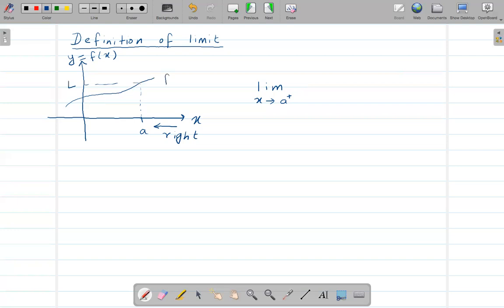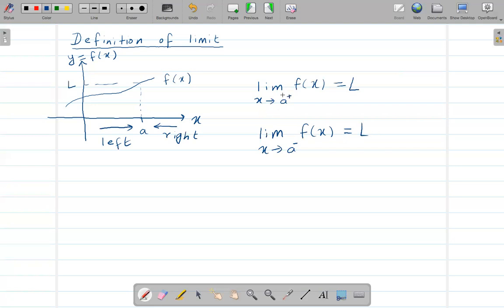On f of x, or we can even say this graph is the f of x graph. So the limit of x goes to A from the right, with a positive on the top of f of x. If x is approaching towards A from the right, then we are getting L on y, or on f of x. Similarly, on the same graph, if x is approaching towards A from the left, then again f of x is still L.